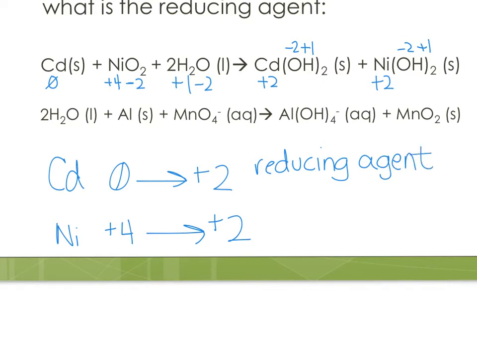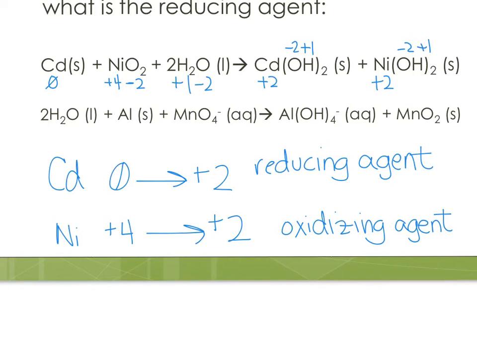Which must mean that, yes, my nickel is getting smaller, so it's being reduced, so that's my oxidizing agent. Everybody okay with that? Do you want to do the other one more time? All right, so what do we have to do? We have to determine our oxidation states.